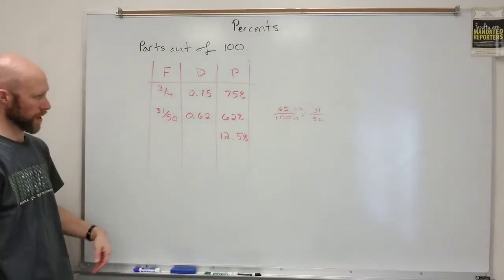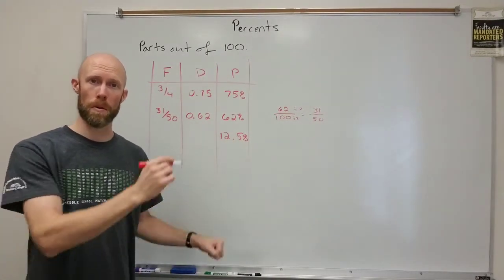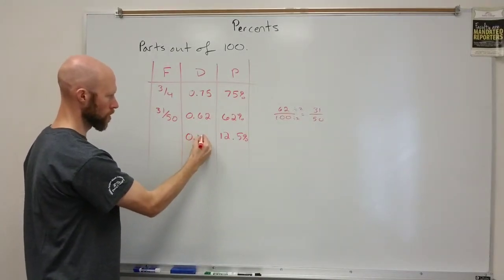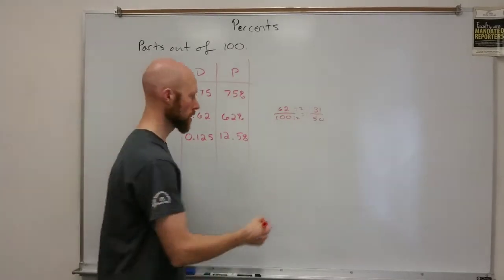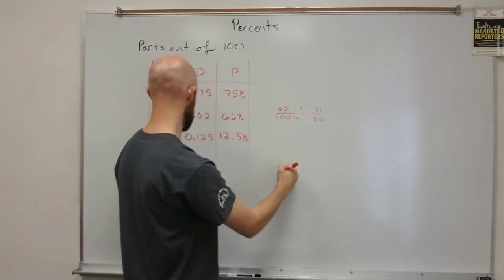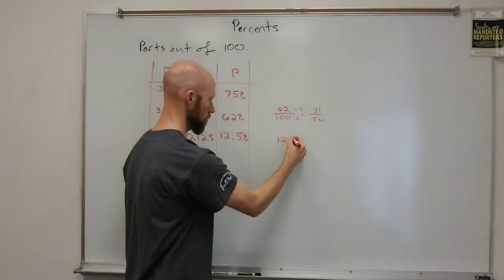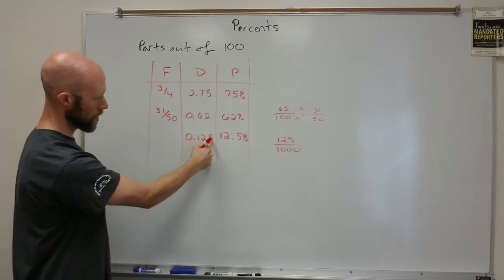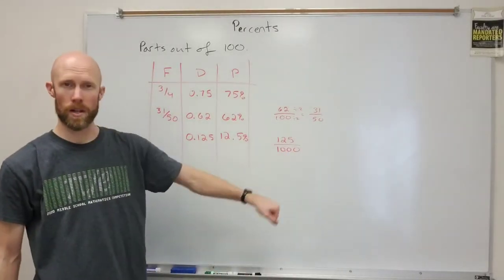50ths. And then 12.5%. Of course, if I wanted a decimal form, I move the decimal left. That would be 0.125. And then as a fraction, I just divide, 125 by 1,000, right? I've got 3 decimal places there. I've got 3 zeros on the bottom.